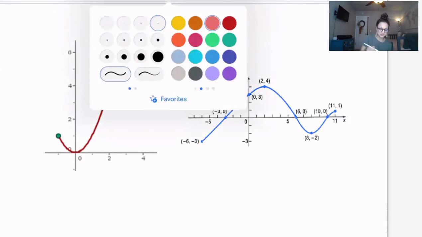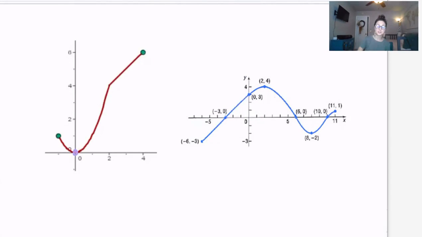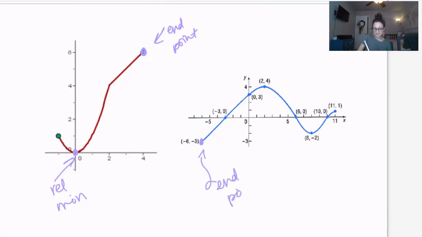So for this first one, my absolute min occurs right there, and my absolute max occurs right here. Well, my absolute min, is it also a relative min? Yeah. And my absolute max occurs where? At an endpoint, right? Let's take a look at the second graph, this blue one here. My absolute min occurs right there, which is a what? That's an endpoint. Again, you don't need to write any of this yet.